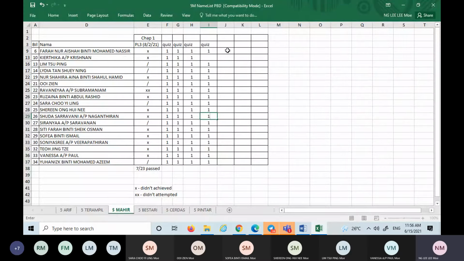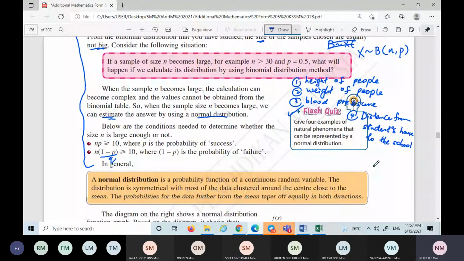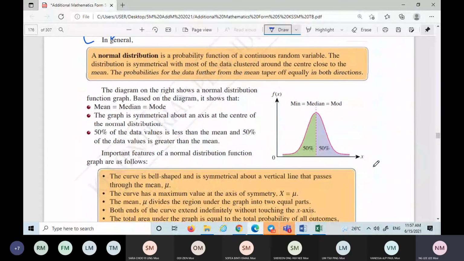Then you have to revise more. Just now you gave me the answer for dice and the coin. That one is not. So all these are examples of continuous random variables, and they can be represented by using the normal distribution. So we continue with normal distribution as a continuous random variable.